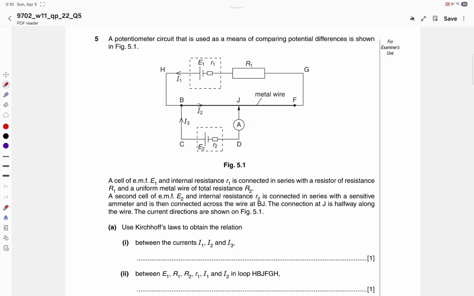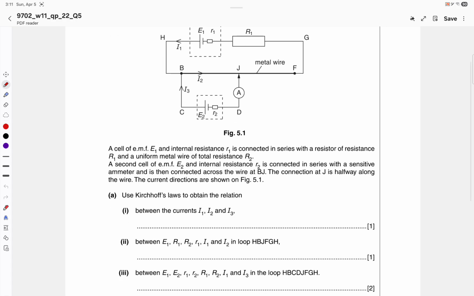A cell of EMF E1 and an internal resistance r1 is connected in series with an external resistor R1 and a uniform metal wire of total resistance R2. The uniform metal wire is from B to F, you can see the connections. A second cell is also connected, with an internal resistance r2, in series with a sensitive ammeter and is then connected across the wire at BJ. The connection at J is halfway along the wire. The current directions are shown. Now, using Kirchhoff's law, obtain the relationship between I1, I2 and I3.